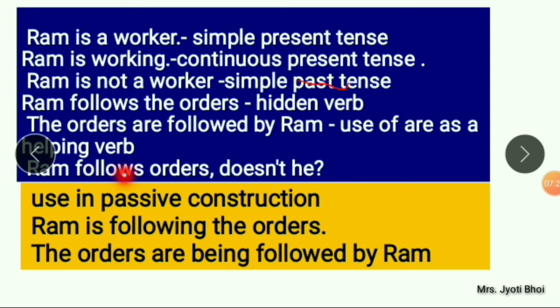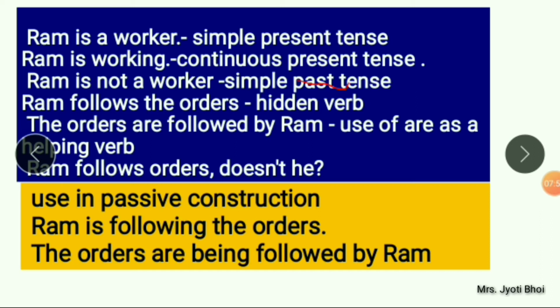It's a tail tag, or we call it a question tag. We attach it to this does. Follows is a simple present tense. We can't see any verb here. It's a main verb itself. But for the question tag, we take the help of doesn't he. That's why it's called a helping verb. In passive construction, we use it again. Now in passive construction, one more example we are going to see. Ram is following the orders.